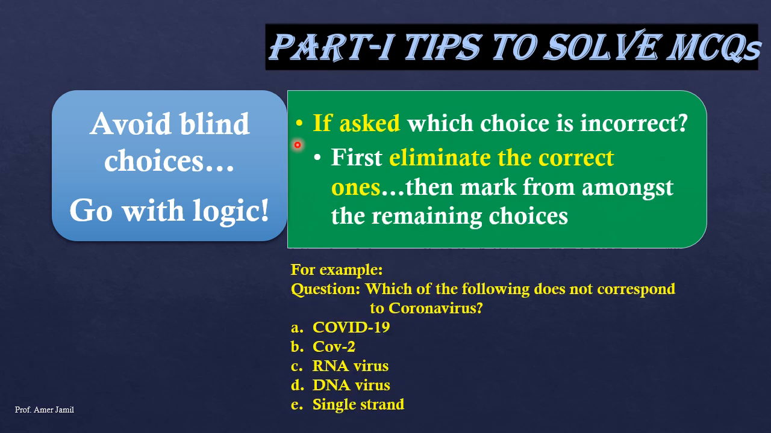And if it is asked which choice is the incorrect one, first eliminate the correct ones and then mark from amongst the remaining choices. For example, if the question asks which of the following does not correspond to coronavirus, and you are sure that this one is correct, it corresponds to COVID-19, and CoV-2 is the virus, this is an RNA virus. If you are not sure about the others, you can mark any of those answers, and there is a good chance that one of them will be the correct one.